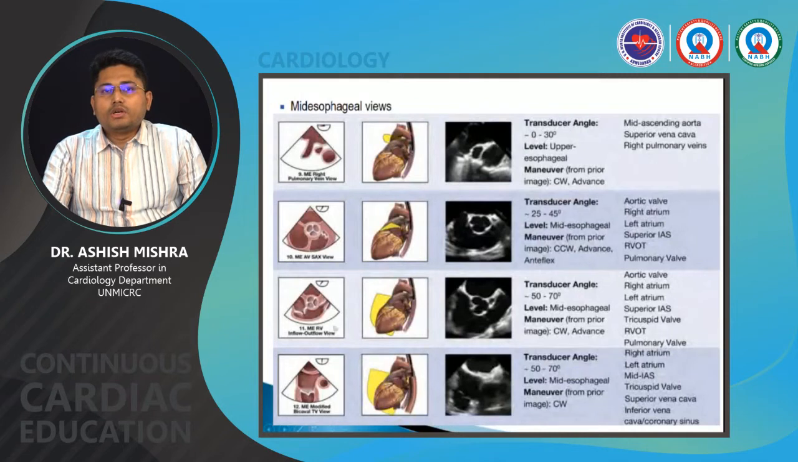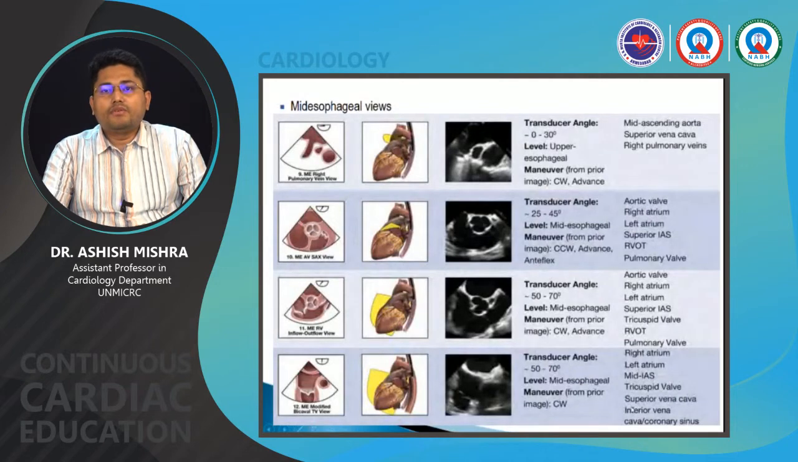Further manipulation will give us the RV inflow-outflow view, where it can be seen that not only the tricuspid valve but also the pulmonary valve is highlighted, and we have the aortic valve in the center. So we can see three valves at a given point in this particular view. This is again important when we are studying the pulmonary valve, tricuspid valve, and also for delineating the interatrial septum.